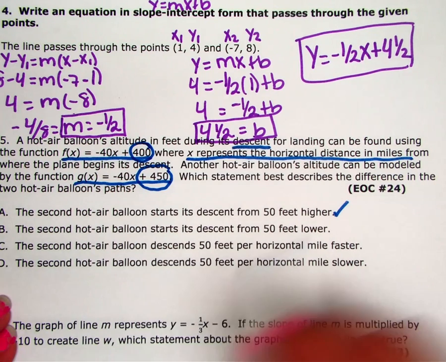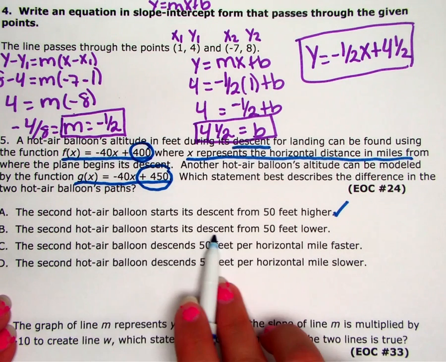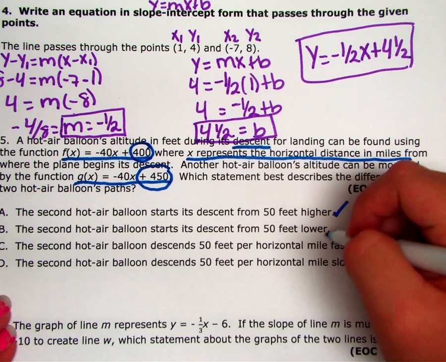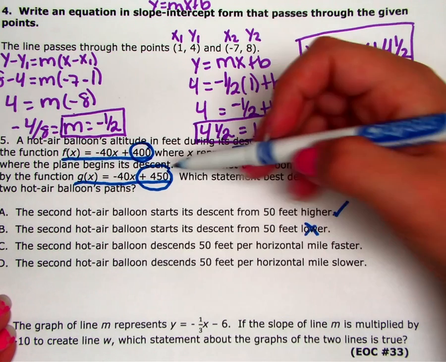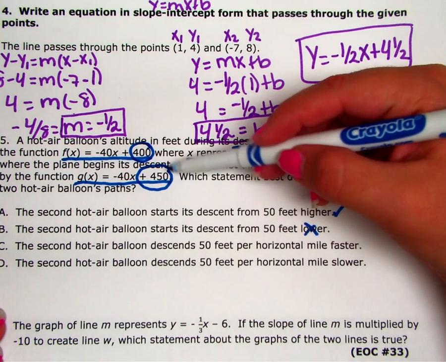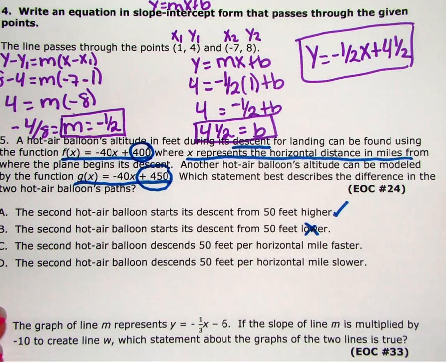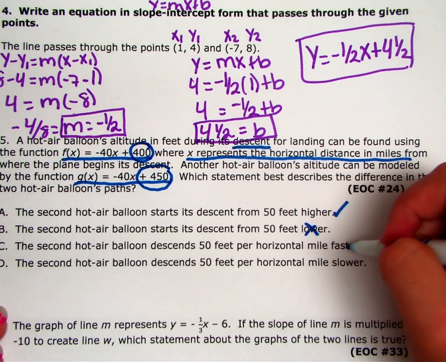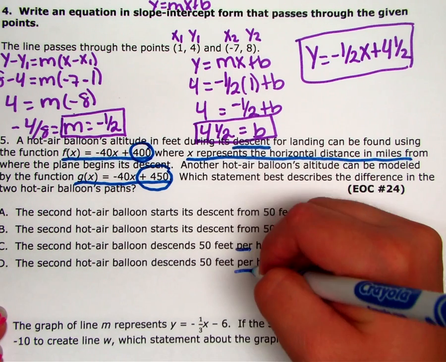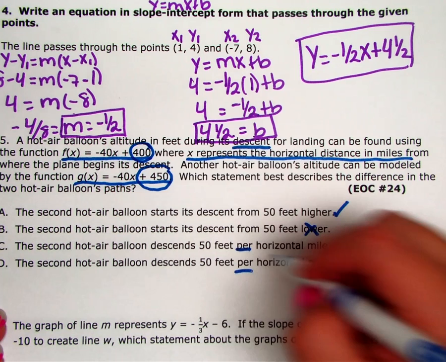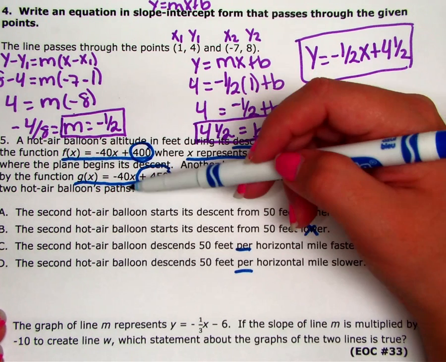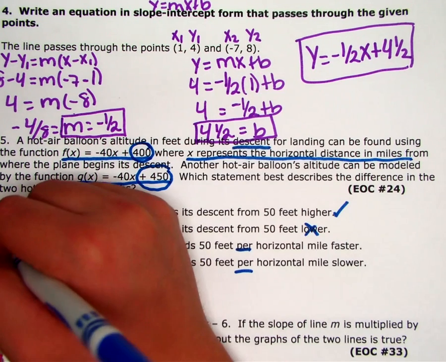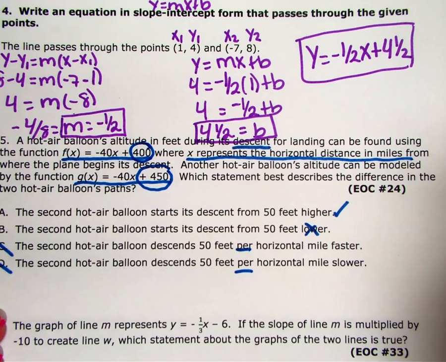A second hot air balloon starts its descent from 50 feet lower. No. We see that the second one, it is a bigger number, so it's going to be higher. The second hot air balloon descends 50 feet per horizontal mile faster. Well, anytime we see the word per, we know that's going to be our rate, which is our slope, and those did not change at all. So we can automatically cross out C and D. So our correct answer was A.